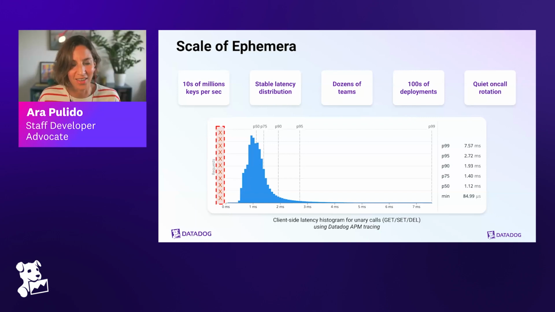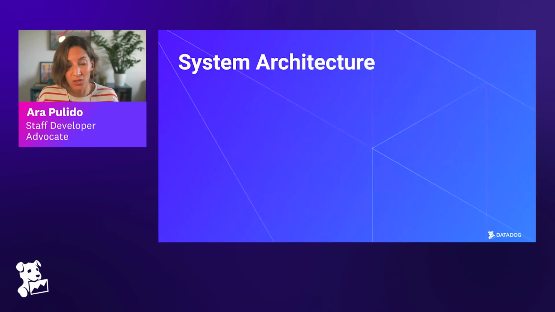Great, thank you. Yes, it's actually super nice to see that latency distribution being so to the left and not having weird peaks elsewhere. So moving on, what's the architecture of Ephemera? What makes this possible? And Mitch is going to give us a high-level overview of the architecture of Ephemera.